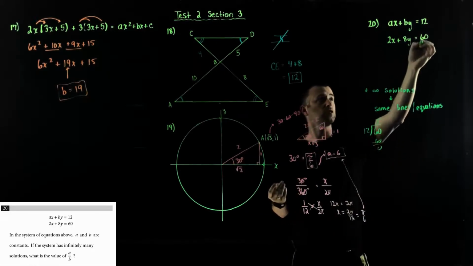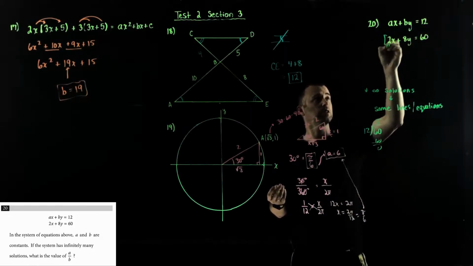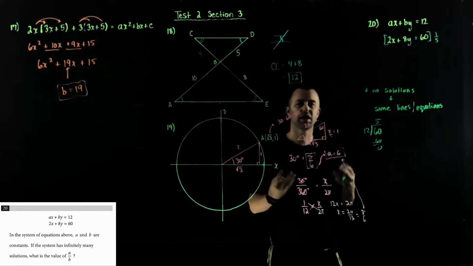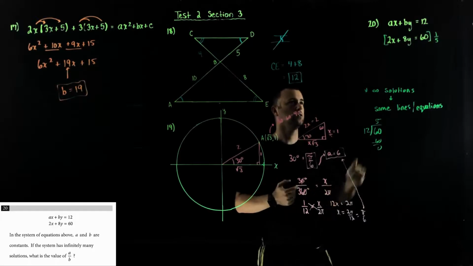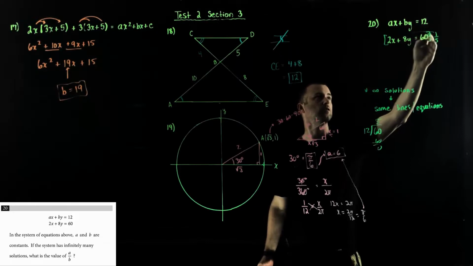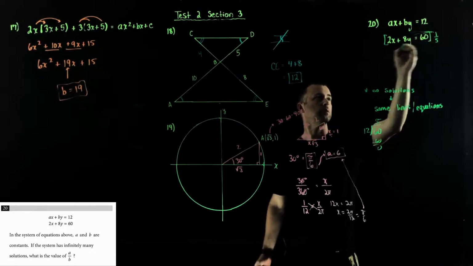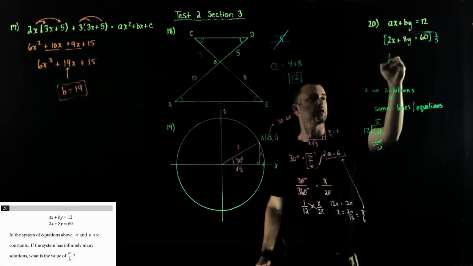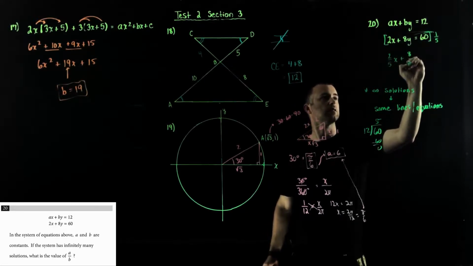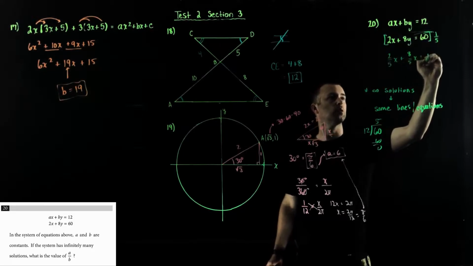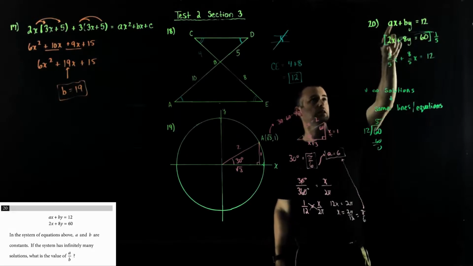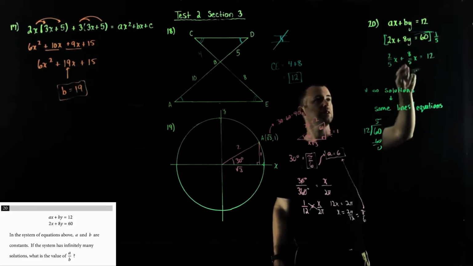So I'm going to try to make these numbers the same. I'm going to take this equation and multiply it by 1/5. I'm going to divide everything by 5. So when I do that, this equation is going to become, when you distribute the 1/5, 2 times 1/5, so 2/5 x, plus 8/5 y, equals 12. And now that I have both of those numbers the same, I now know what a is. A is 2/5, b is 8/5.